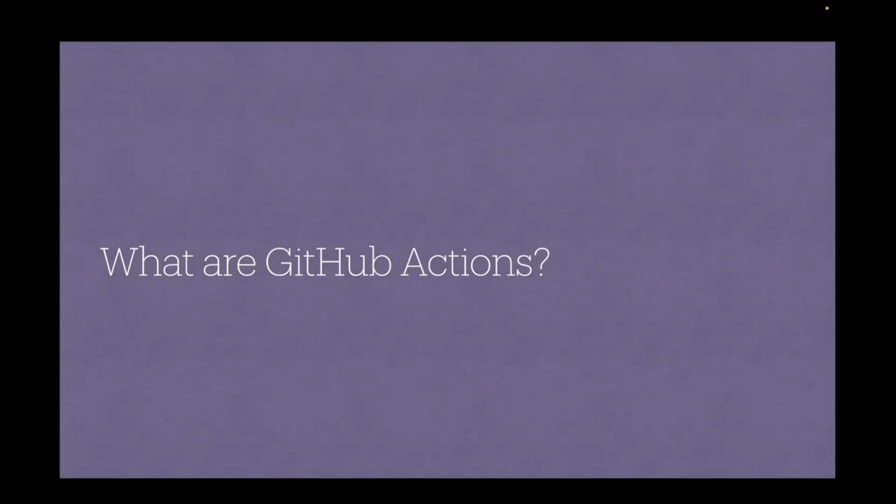What are GitHub Actions? GitHub Actions allows us to automate the continuous integration workflows in simple steps. It can be used to build, test, and deploy the code directly from our GitHub repository using simple configurable steps.